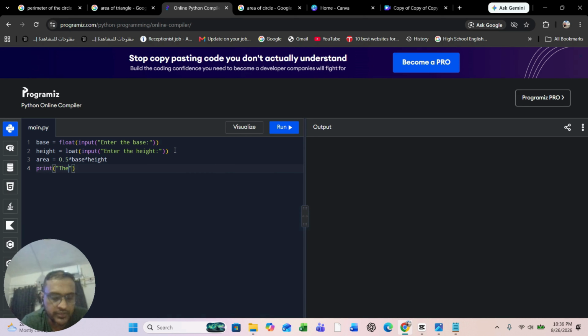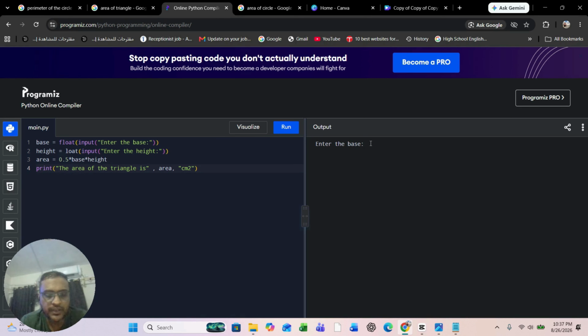Inside, first I would write the statement, the area of the triangle is, and then area, and then centimeter square. Okay, so enter the base. Now as you can see, the calculation is basically asking the person on the front end side, that is on the right hand side in my case, for the values.